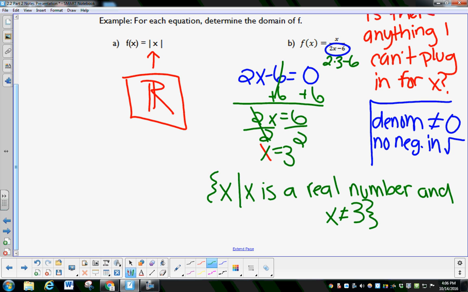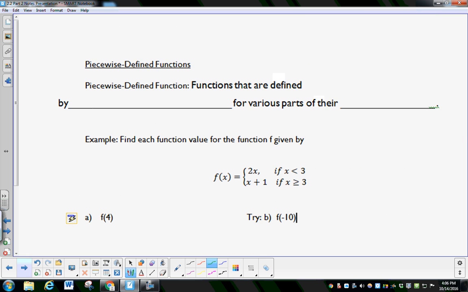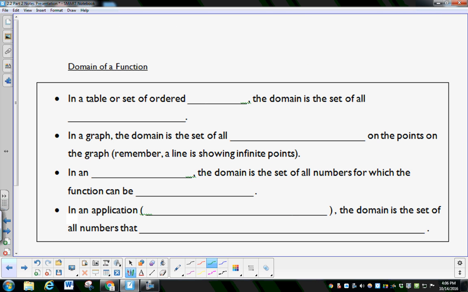All right, we're going to fill in this table in the back about domain. Oh no, did I forget to put it on here? Oh no, here it is. All right, so domain of a function. We're going to fill this in. So first of all, if we're talking about a table or a bunch of points, or a set of ordered pairs, the way you find the domain is it's just the set of all first coordinates.